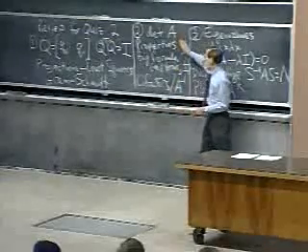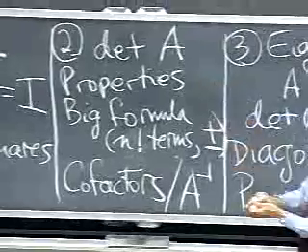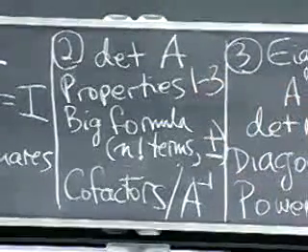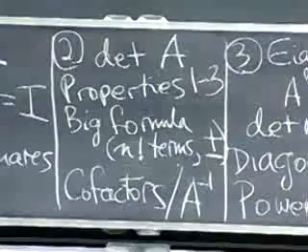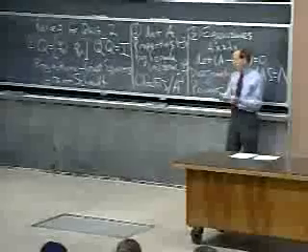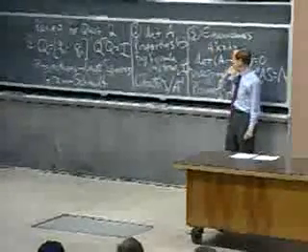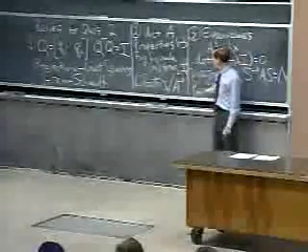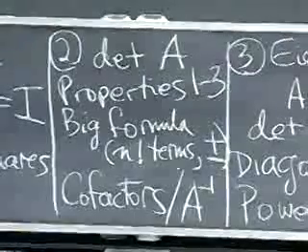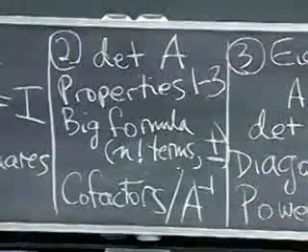Okay, for determinants, the big picture is the properties of the determinants. Properties 1, 2, and 3 define the determinant, and then 4, 5, 6 through 10 were consequences. Then the big formula that has n factorial terms, half of them have plus signs and half minus signs, and then the cofactor formula, which led us to a formula for the inverse.